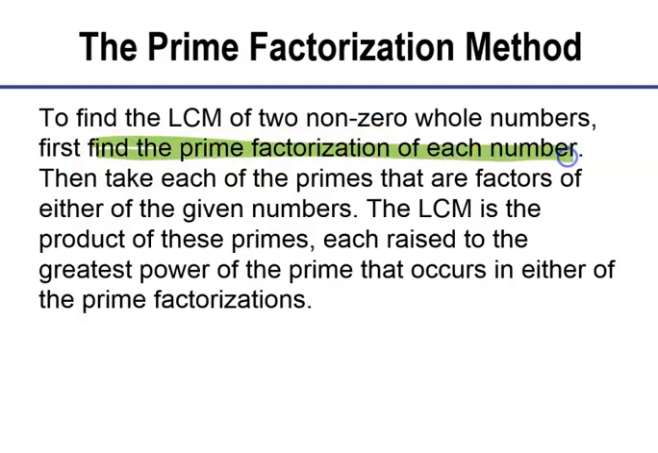Prime factorization, you could use a factor tree, you could use the box method. Then take each of these primes that are factors of either of the given numbers. The least common multiple is the product of these primes, each raised to the greatest power of the prime that occurs in either of the prime factorizations. Again, this is going to be easier seen than maybe reading the how-to.